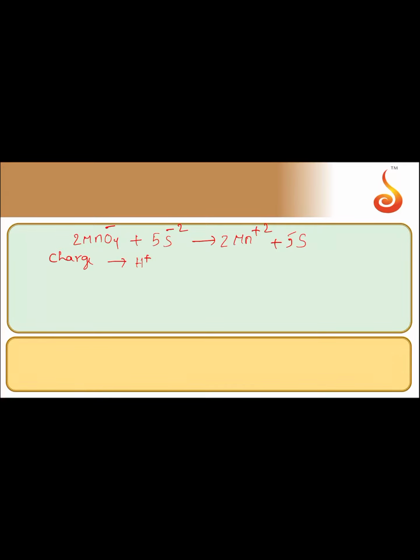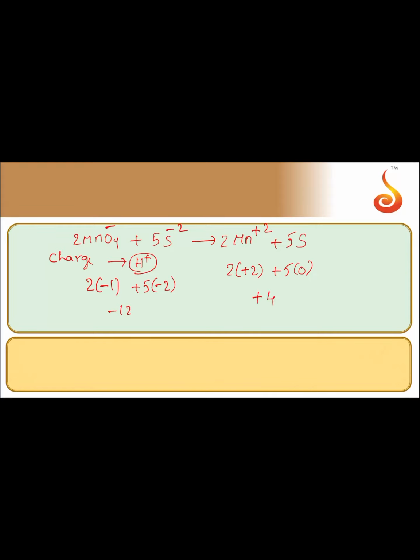On the reactant side, the total charge is 2 into minus 1 plus 5 into minus 2. So the total charge here is minus 12. On the product side, the total charge is 2 into plus 2 and 5 into 0. So here the total charge is plus 4.